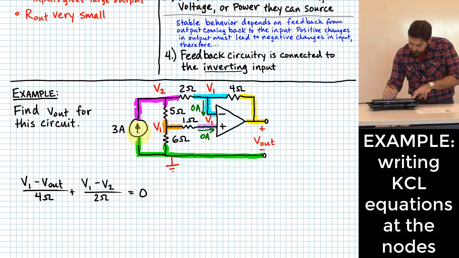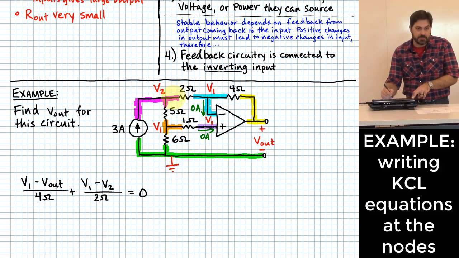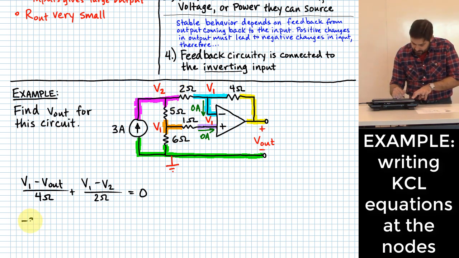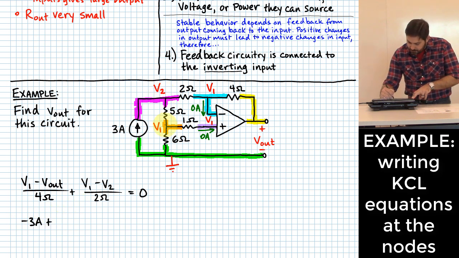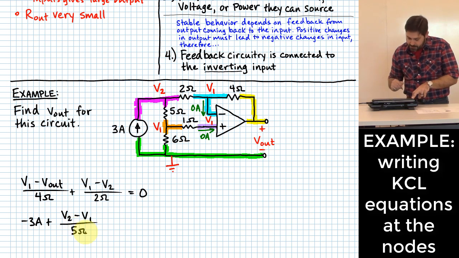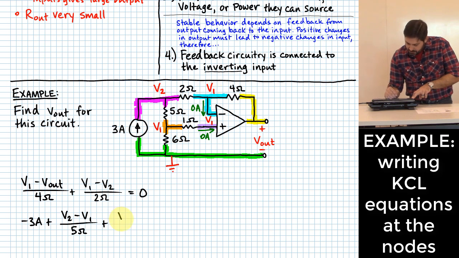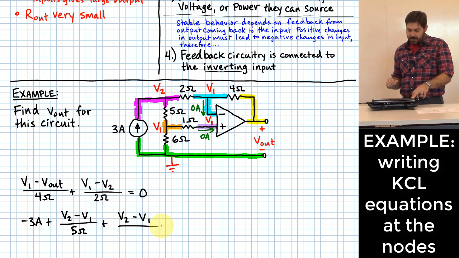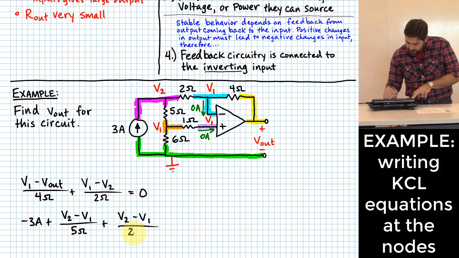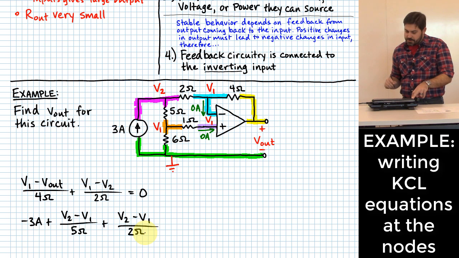What we have there is we have 3 amps entering. How do I count that? Negative 3 amps plus, then I have V2 going down to V1 from the purple down to the orange, right? So V2 minus V1 flowing across a 5 ohm resistor. Then what? V2 minus V1, oddly enough, again, right? Flowing across a 2 ohm resistor.